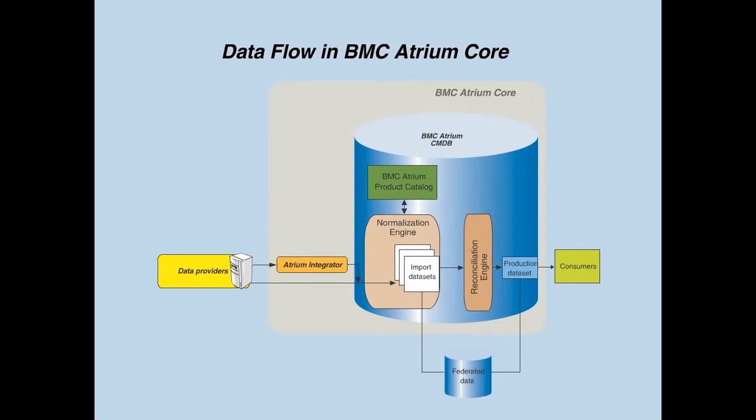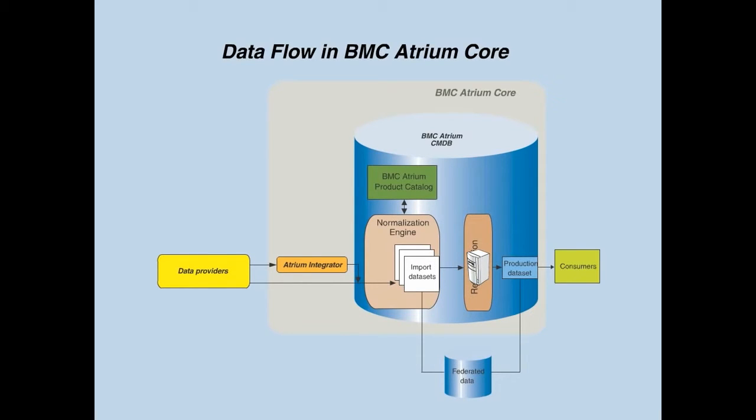or CI. The best practice for importing data from a third-party source is to use Atrium Integrator, which transfers the CI to an import dataset in BMC Atrium CMDB. After that, the normalization engine replaces the values of certain key attributes with approved values from the product catalog and enforces other policies you choose for maintaining consistent data, such as row-level permissions and relationship naming.